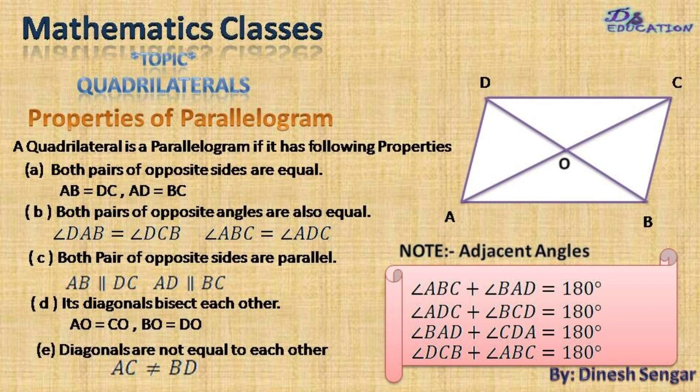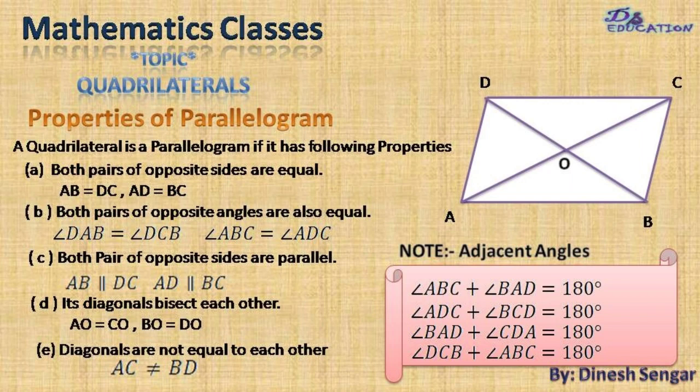Third point, both pairs of opposite sides are parallel. That is, AB is parallel to DC and AD is parallel to BC. Its diagonals bisect each other. Now you know the meaning of bisection, that is, it divides themselves into two equal parts. That is, AO is equal to CO and BO is equal to DO. Diagonals are not equal to each other. That is, AC is never equal to BD. These are the points by which you can recognize the given parallelogram.